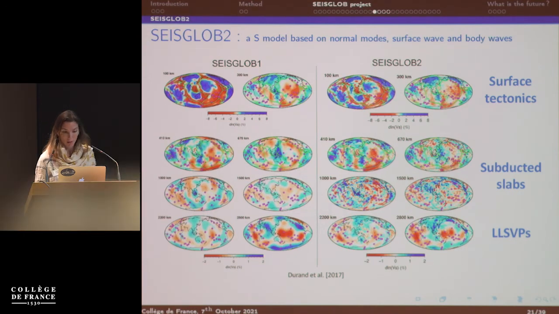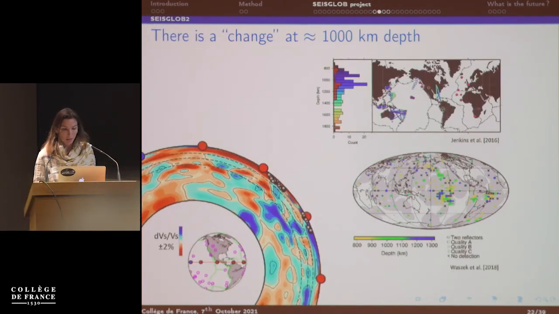down to the CMB. And here, something that we looked at is what is happening in the mid-mantle around 1,000 kilometer depth, because SEISGLOB2 came in the context of several studies that reported observations of reflections in the mid-mantle from 660 down to 2,000 kilometer depth. Actually, these reflections are quite widespread in the mantle, and not always correlated with specific structure. So we were asking ourselves, is there anything that we can see in the tomographic model?